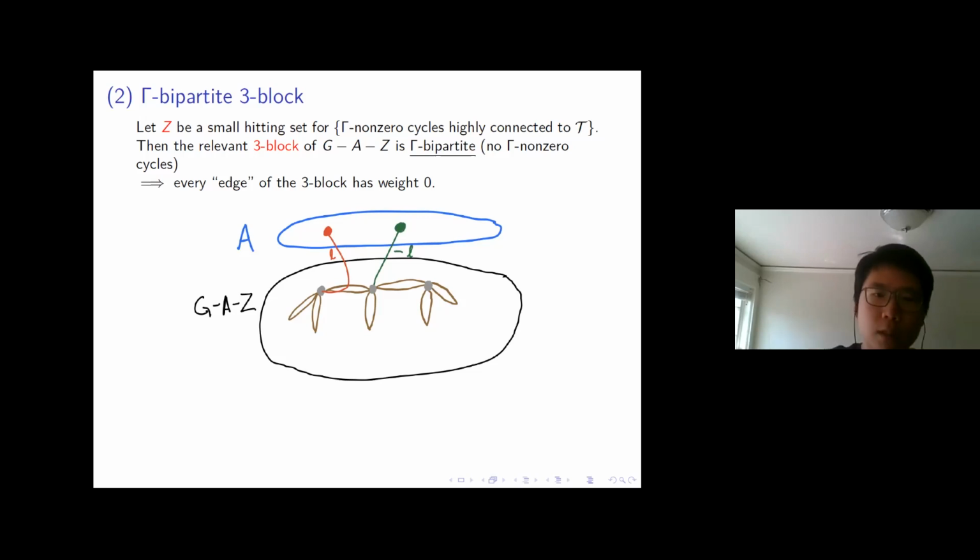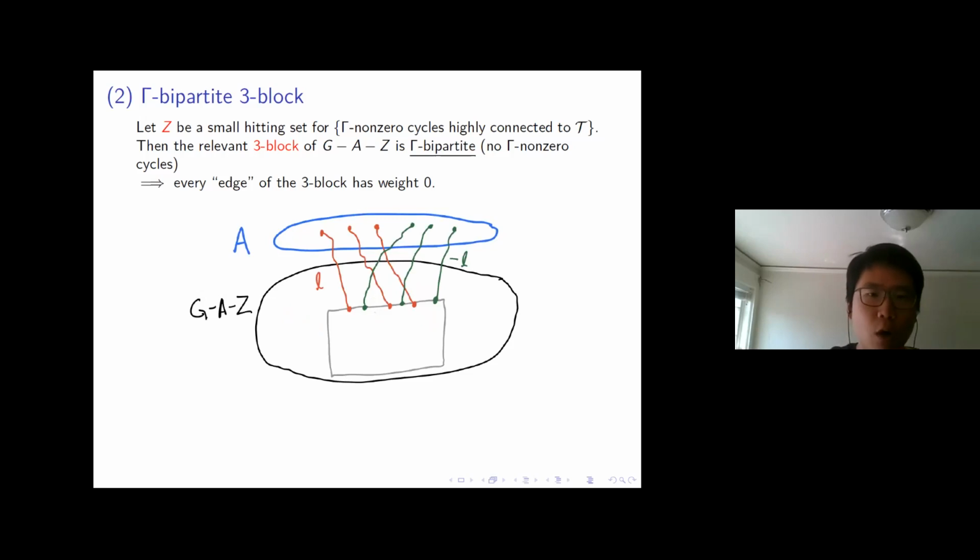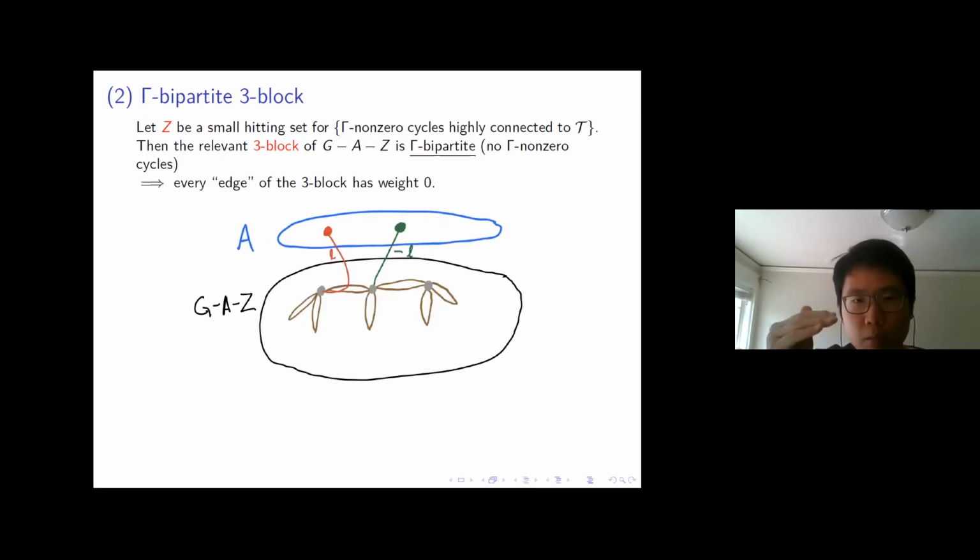So what I did was I find some large wall inside the 3 block. I find many disjoint paths of weight L from A to this wall, and separately, I find many disjoint paths of weight minus L from A to the wall. Okay, and still this is not easy because we still have to deal with the ways that the vertices in A can attach to these bridges. It gets quite technical.